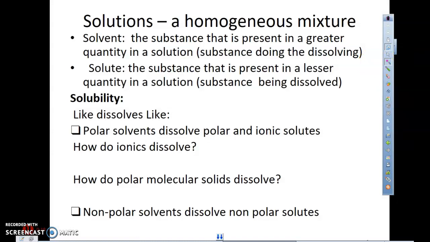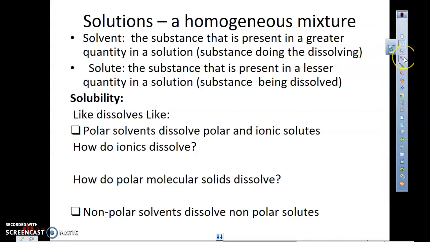It certainly doesn't have to be. You could have an alcohol solution or whatever, really. But if you're reading a problem and you're like, well, which one is the solution or the solvent? Which one's the solute? It's going to be the thing that's in greater quantity. So that's the solvent. The solute is a substance that's present in a lesser quantity. It's the substance that's being dissolved.